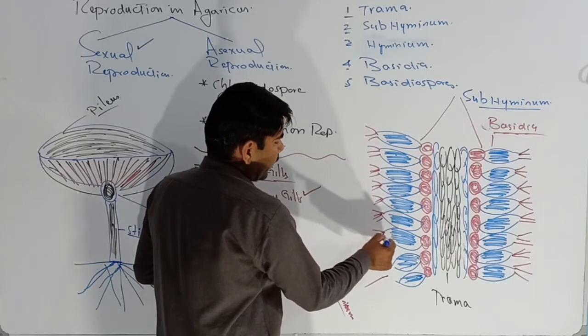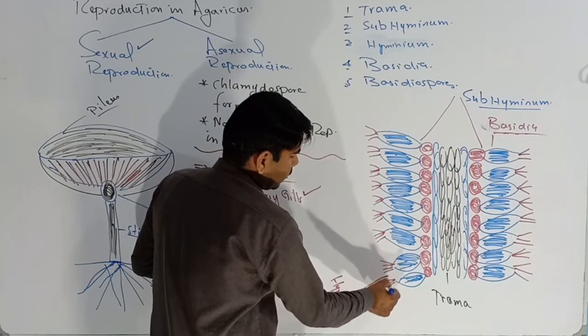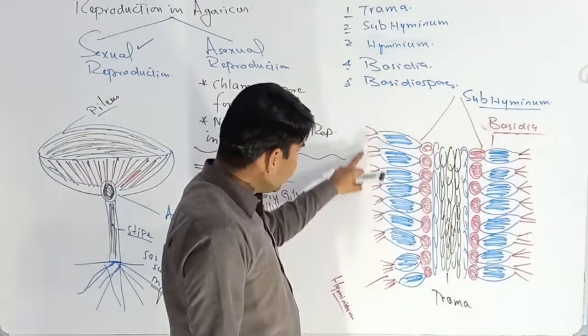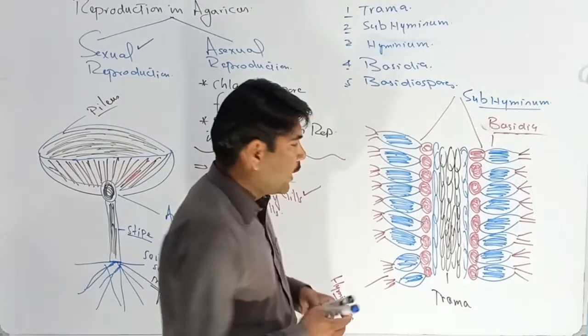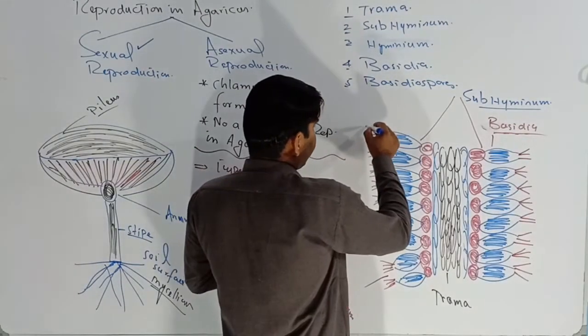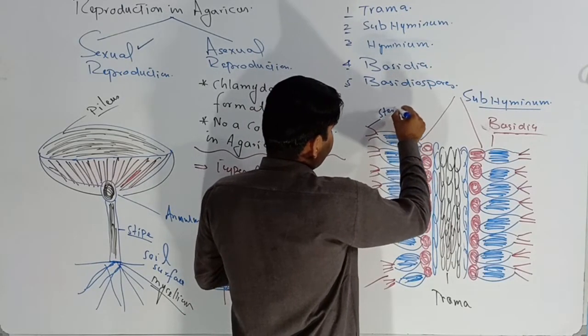On this side also there are 2 to 4 extensions. Keep in mind, each of these extensions is known as sterigmata.